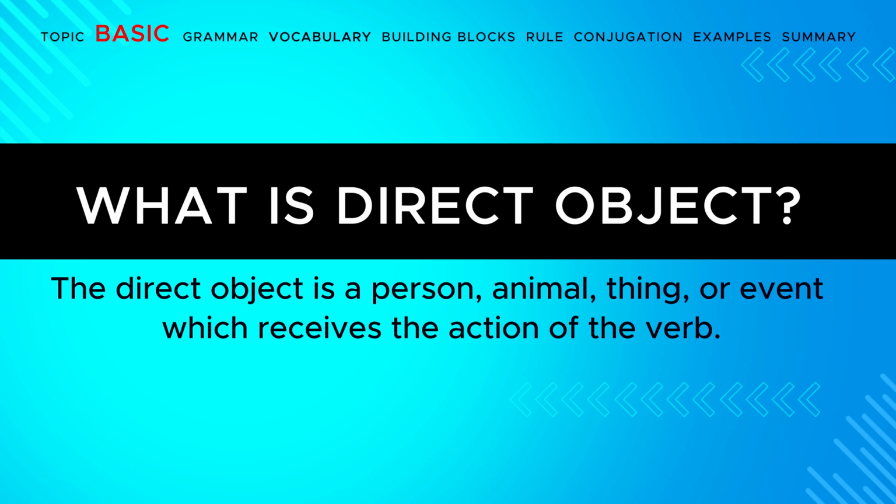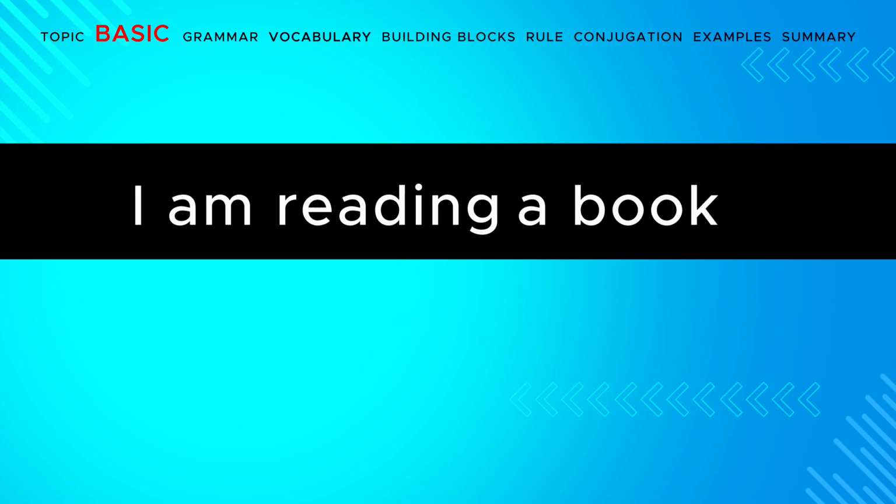For example, if I say, I am reading a book. To get the direct object, we should ask the question, what am I reading? The answer is a book, which is the direct object here.